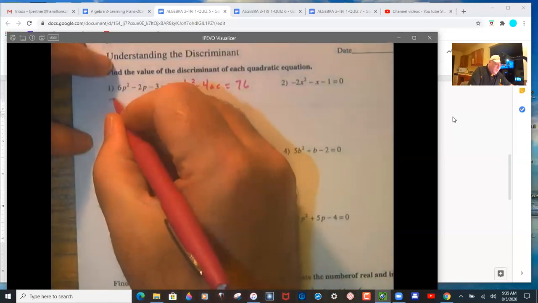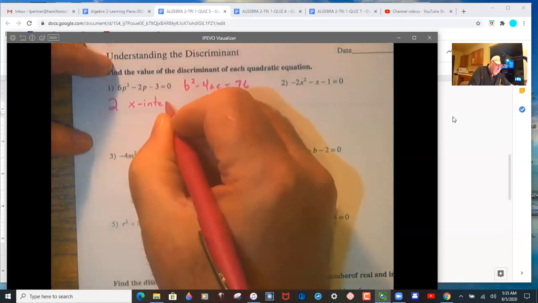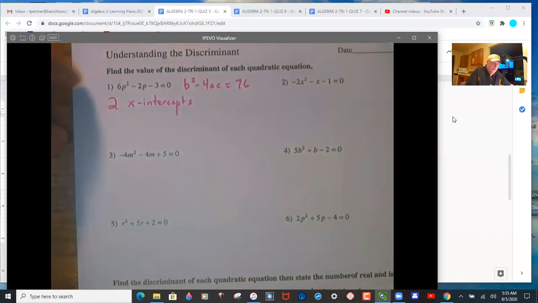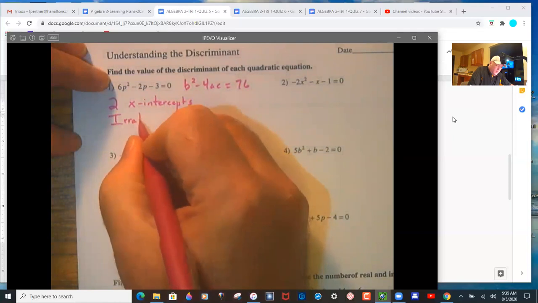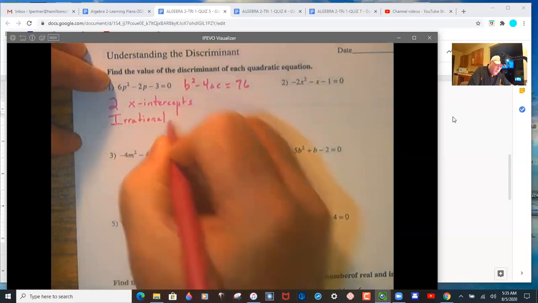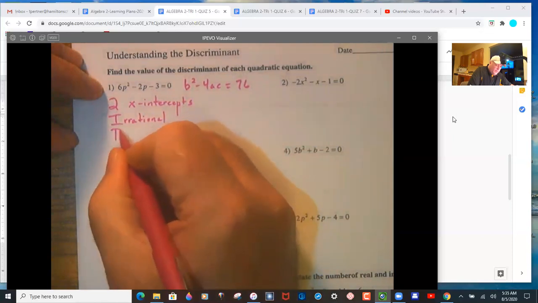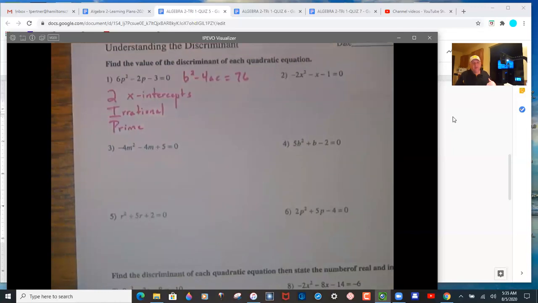So we have two x-intercepts. What kind are they? They are irrational. Now the reason why this is true, and there's no factoring, so we'll say prime on the factoring. So you do three things like that: how many x-intercepts, the kind they are, and then prime.